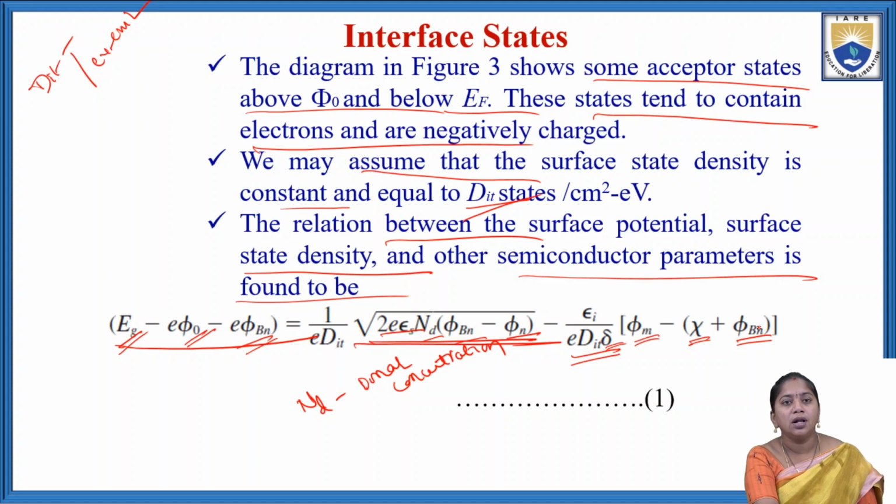The relation can be written as Eg minus qφ0 minus qφBn equal to 1 by q Dit times the square root of 2 q εs Nd (φBn minus φn) minus εi, where εi is the permittivity of the insulating layer, divided by q Dit, where Dit is the interface state density, times δ, the thickness of the interfacial layer, times φm minus χ plus φBn. That is equation 1, where Nd is the donor concentration.